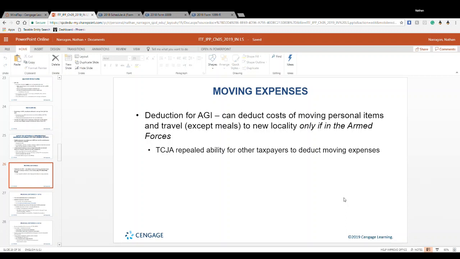If you're part of the armed forces, you're allowed to deduct any moving of personal items and travel. The only thing you can't deduct is meals, but you can deduct a lot of stuff. Again, everybody else was able to do this, but it got repealed. So sad. So we're not going to really focus too much on this because, again, it's really only the expenses to move your personal stuff and travel for anybody in the armed forces.